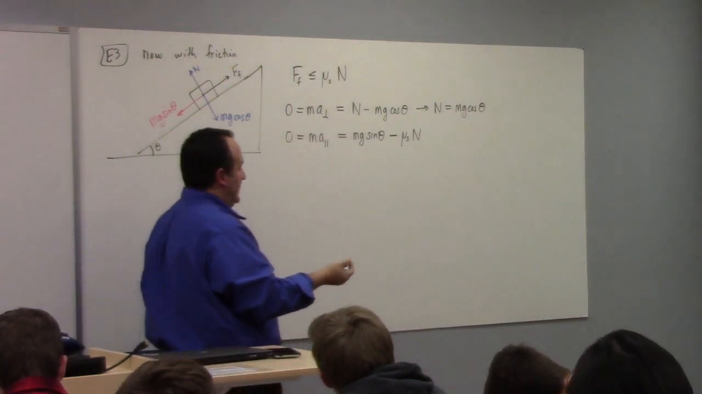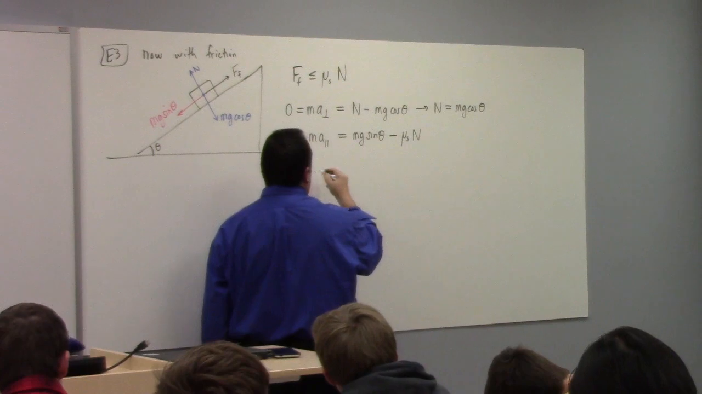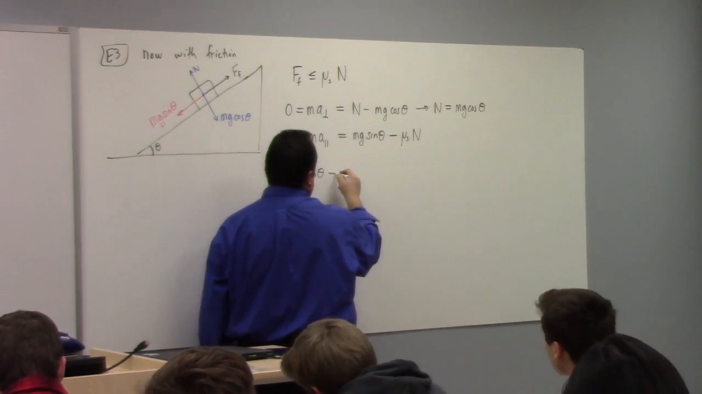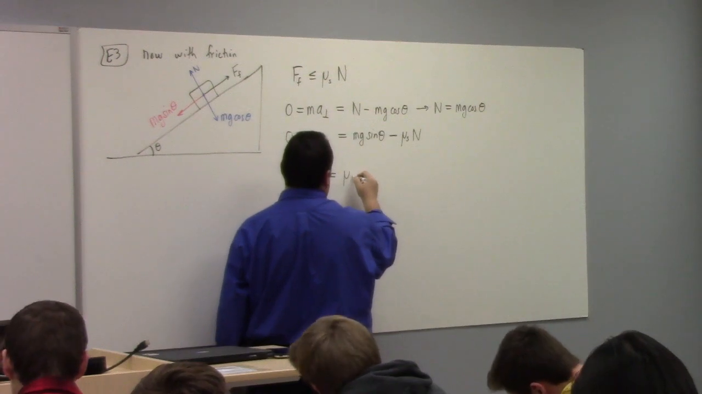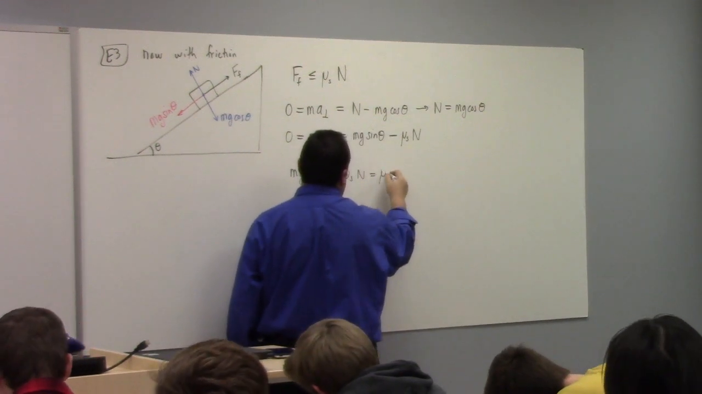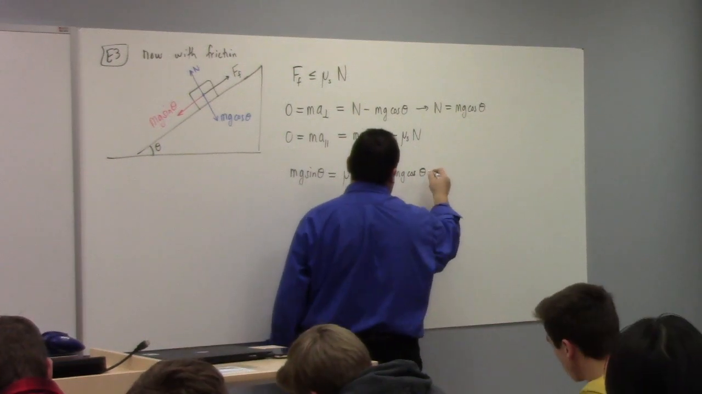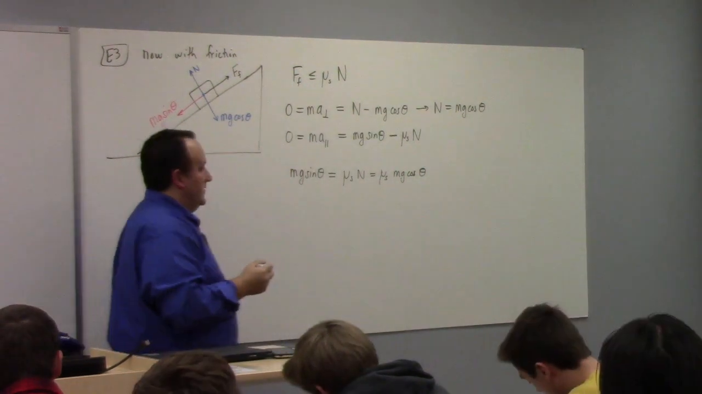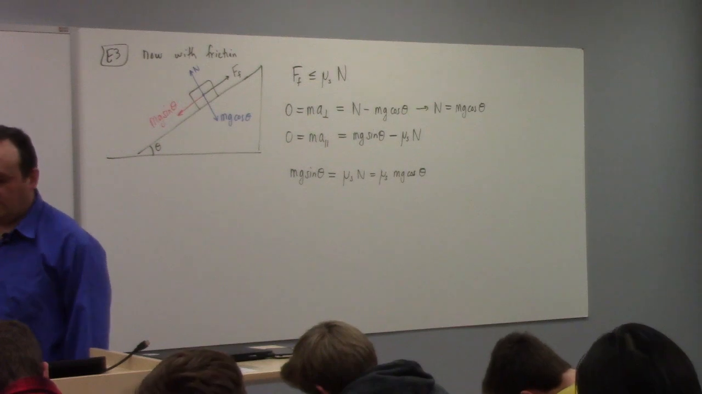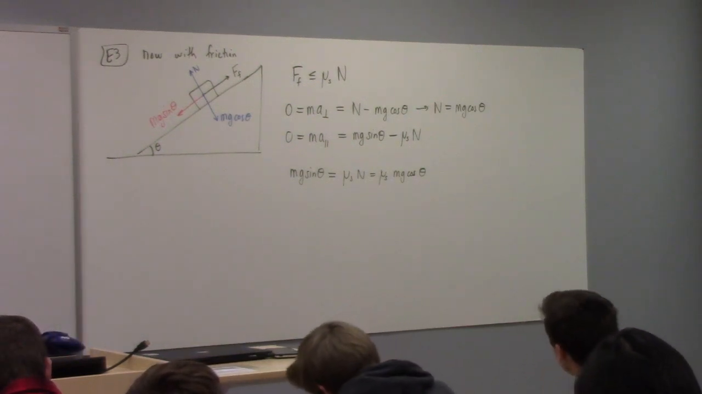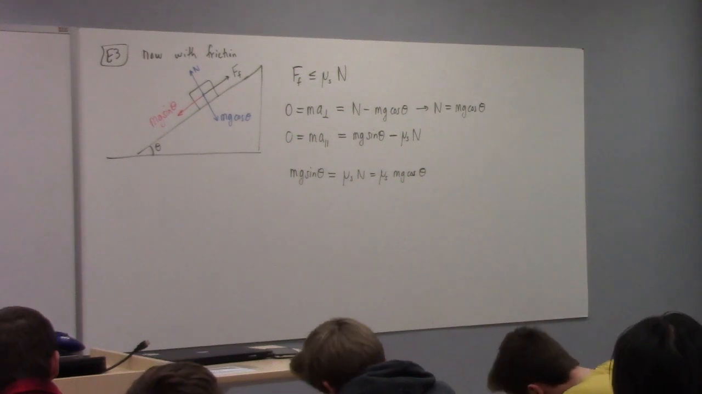So what happens? We got, apparently, mg sin theta is equal to mu_s n, which is what? Mu_s mg cos theta. You're like, but you never told me the mass of the box. That's right, it doesn't matter. The angle at which it slides is completely characteristic.